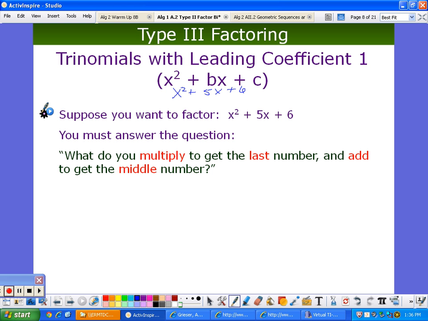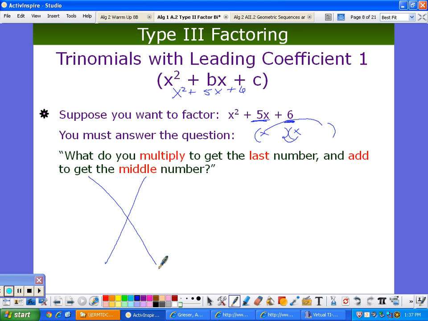And the way these work is we're kind of undoing the FOIL method. To get here, I had to multiply 2 numbers. But if you think about what FOIL is, you had to do the outsides and the insides, and then those were added. So what we're basically doing is saying, what 2 numbers do you multiply to get this number, but add to get that number?